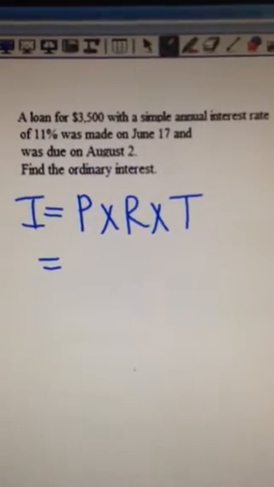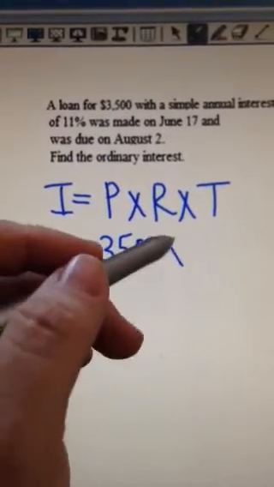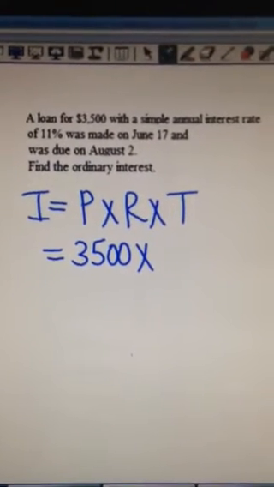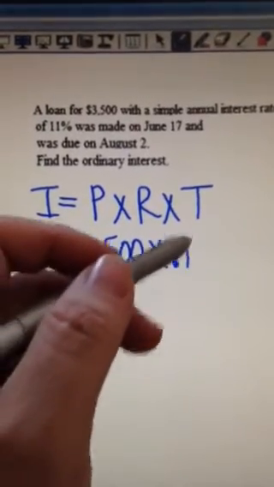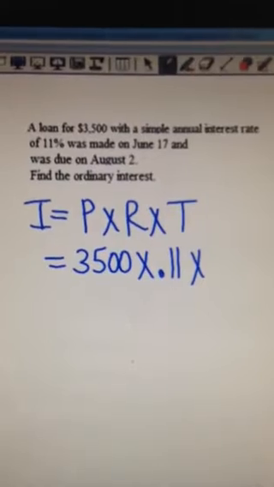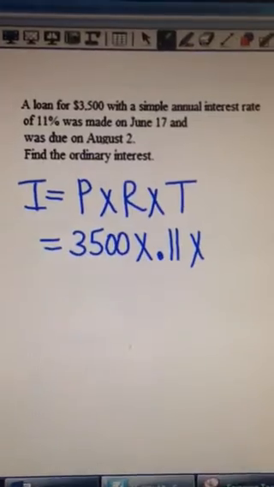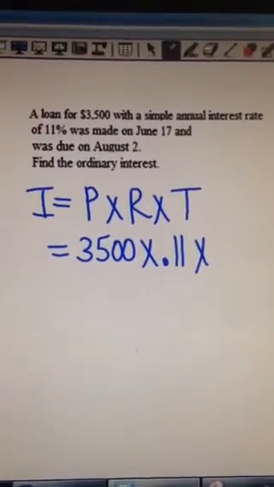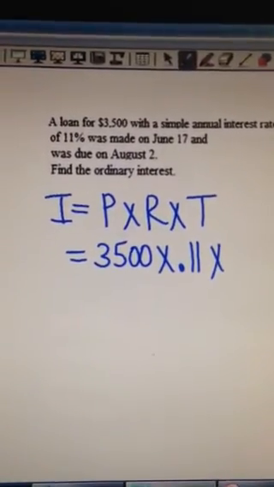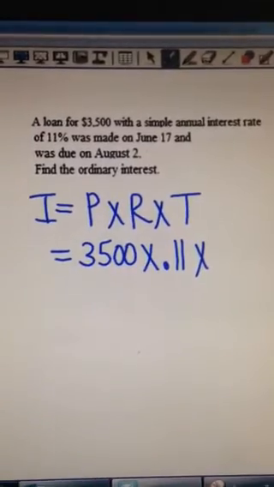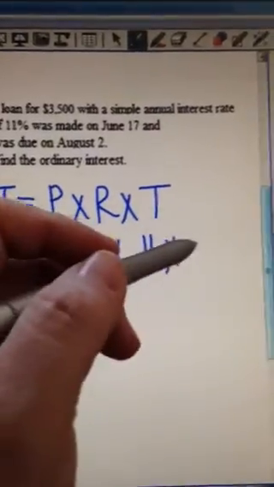Our principal is $3,500. The rate is 0.11. Unlike the previous example, we're not given the number of days, so we have to find the number of days using the sequential numbers table located in your ebook. When I use the table, the number of days between June 17th and August 2nd is 46.